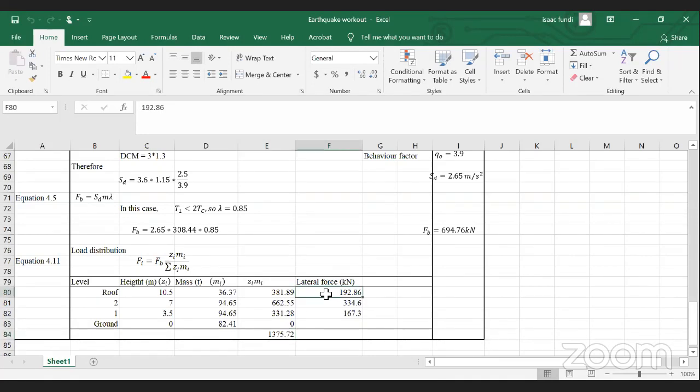So for the roof level, the horizontal lateral force in kilonewton applied due to the earthquake is a value of 192 kilonewton. At the second, it is 334.6 kilonewton. At the first, it is 167.3 kilonewton. Of course, if you sum these values, they should give us the total base shear force at the end of the day. Then from there, we can do an analysis of this subframe, which possibly can be covered in module 2. Thank you so much for your attention.